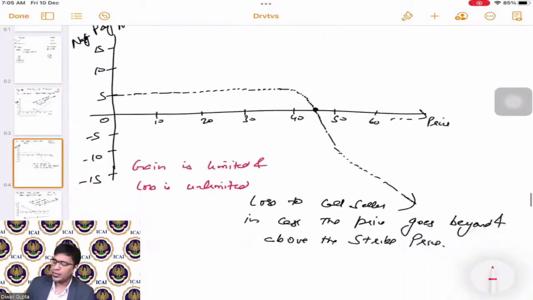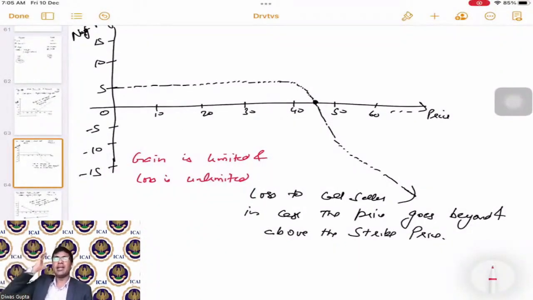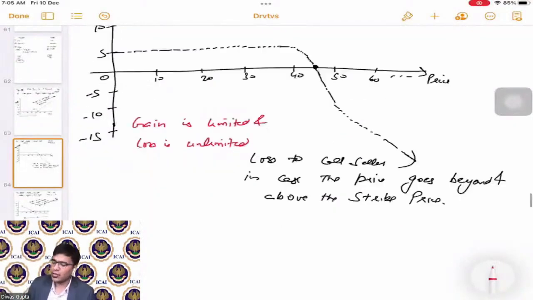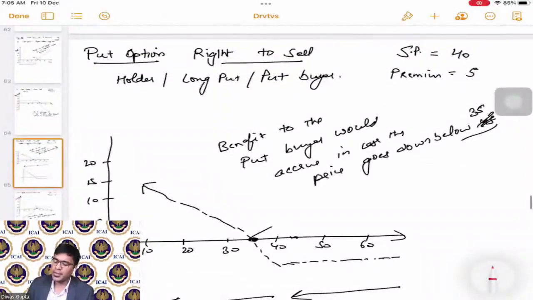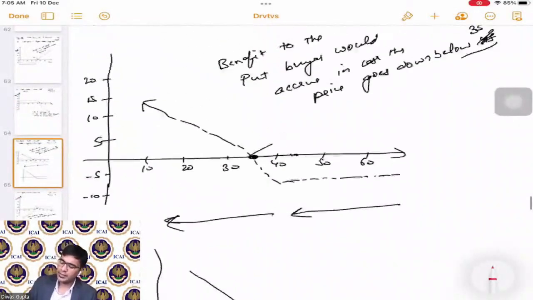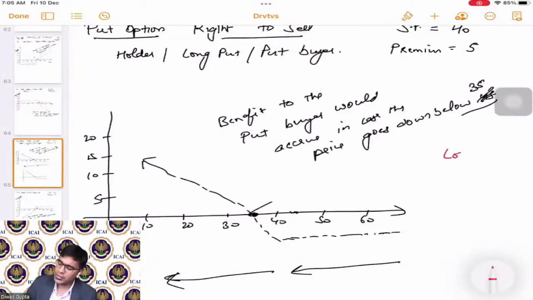The moment the price goes steeply high, the loss of the seller will go unlimited. Correct? Now, in case of a put option, again, for the put option holder, the loss is limited.